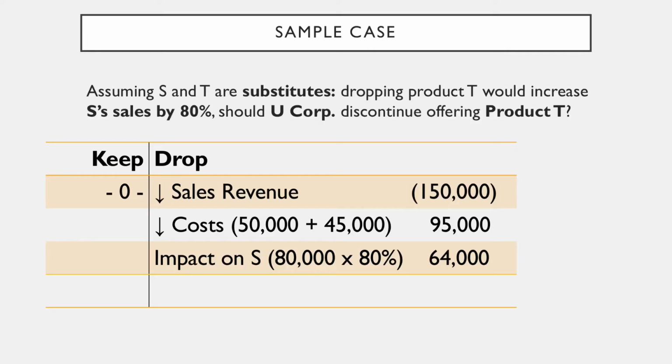So what will grow in total would be the contribution margin. That is, sales minus variable costs. You would have here the contribution margin of S, 80,000. This will grow by 80%. You would have a 64,000 increase in margins. In this scenario, there would be an increase in profit by 9,000 pesos by dropping product T. As such, financially speaking, it would be advisable to drop product T. Let us go to the third question.